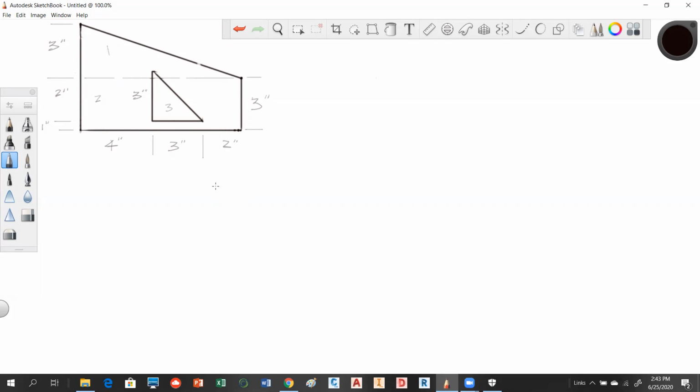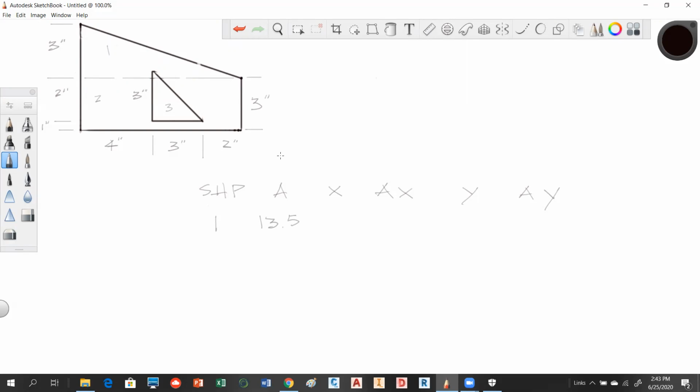So we're going to set up our chart: shape, area, x, ax, y, and ay. So we'll start with the triangle, shape 1, and it's 3 inches by 9 inches, so that's 3 times 9 times 1/2. That gives us 13.5 square inches.